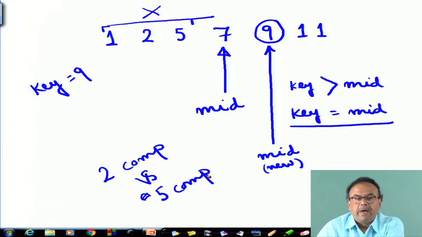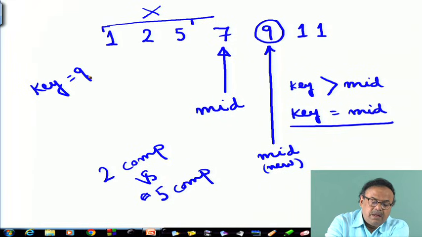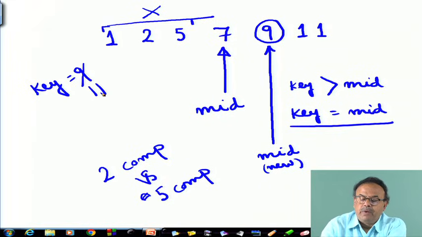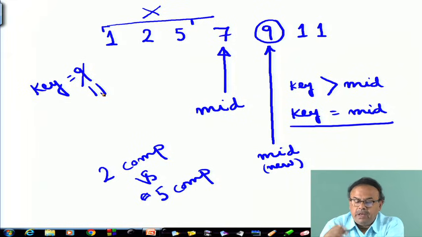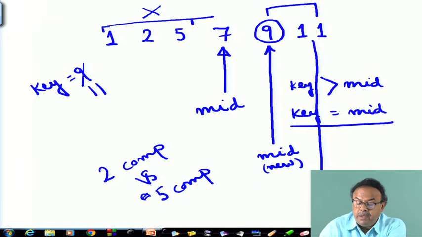The same thing would have happened if my key was 11. Let us have a look. If the key was 11, in the case of linear search, I would have required 6 comparisons to reach 11. However, in this case, if the key is greater than this, then my next iteration will be between these two, and I would have found the new mid and got it within 3 comparisons.